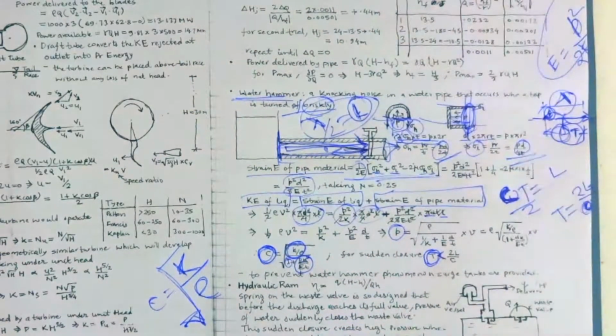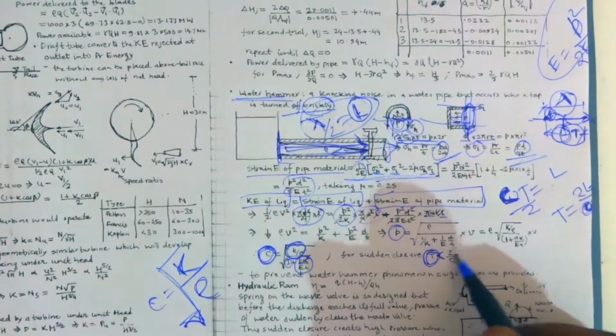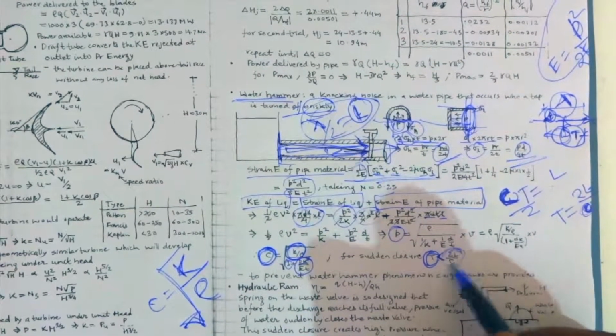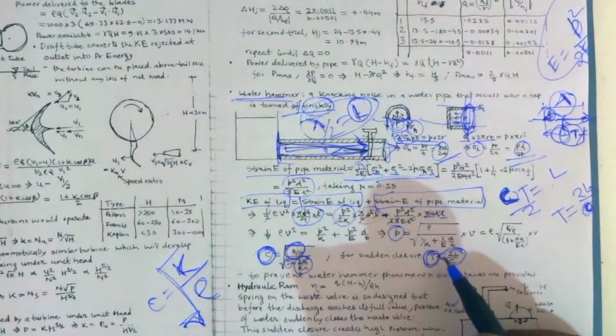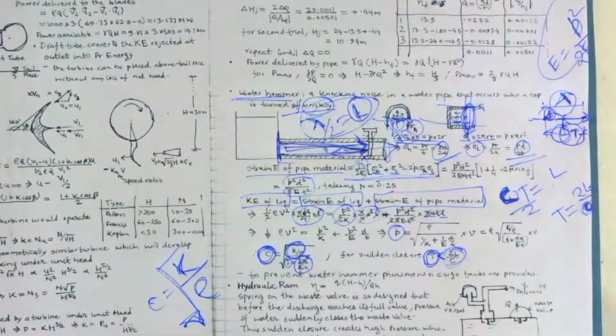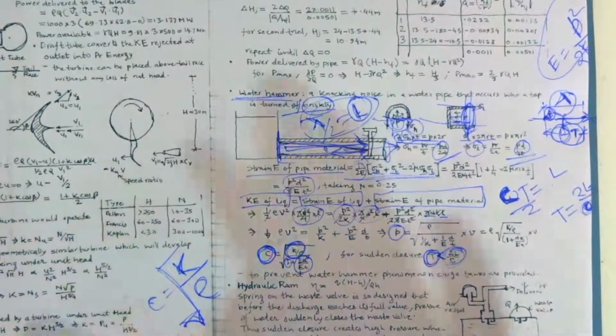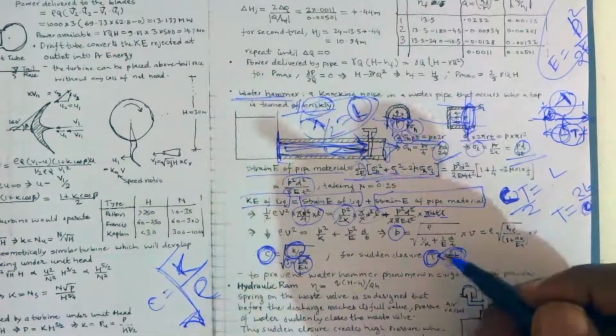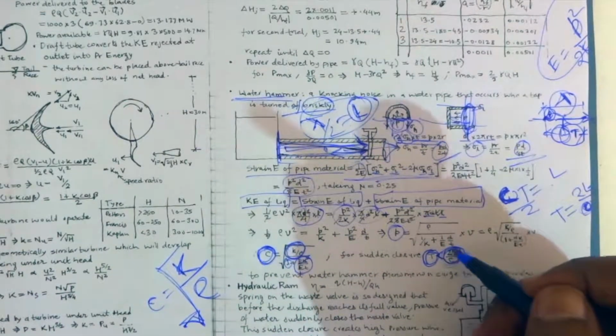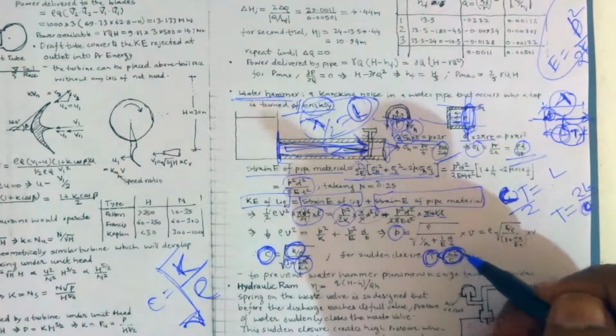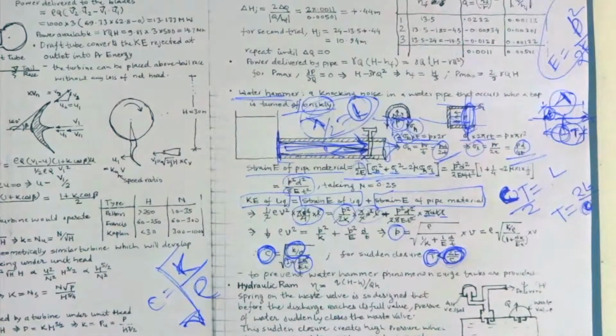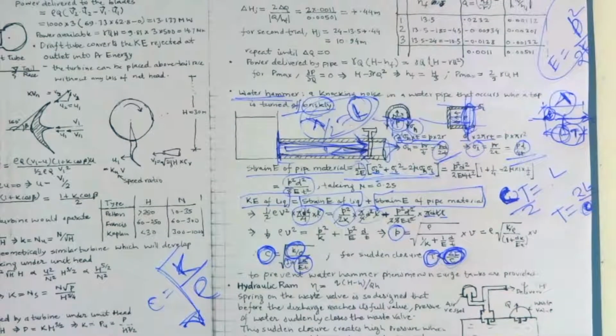Then we can check whether the value of 2L over C is less than or greater than the time of closure. If 2L over C is greater than the time of closure, we get a water hammer. That's it. Thank you.